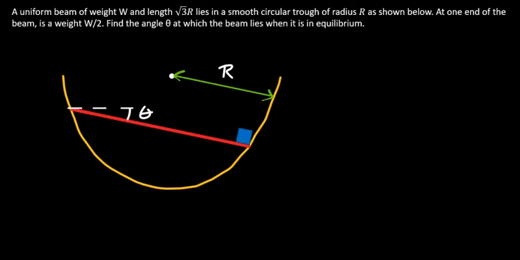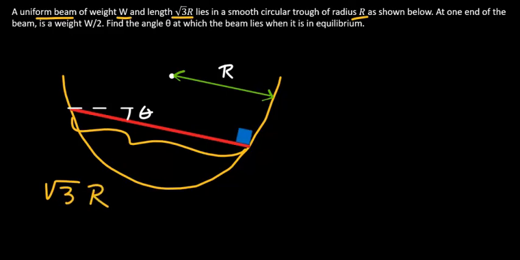Let's look at the following problem on static equilibrium. A uniform beam of weight W and length square root 3 times r lies in a smooth circular trough of radius r as shown below. So this entire length is square root 3 times r, and it is a uniform beam of weight W.